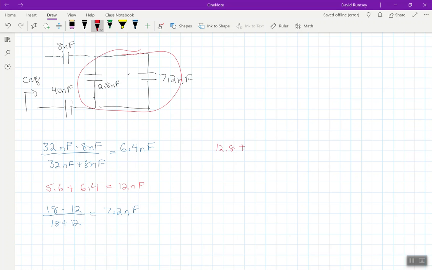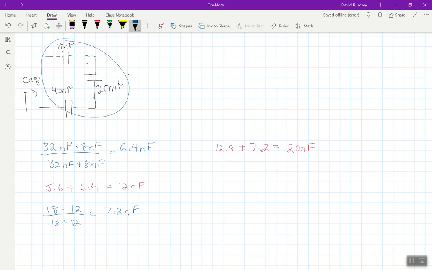And so that would just be 12.8 plus 7.2, which is 20 nanofarads. So let me erase some of that, and this is now 20 nanofarads. And now I'm left with 3 capacitors in series. Since I have 3 capacitors in series, I'll do the formula that CEQ is equal to 1 over 8 plus 1 over 20 plus 1 over 40, the entire thing inverse. Now remember that everything's automatically in nanofarads because that's the unit we started with.